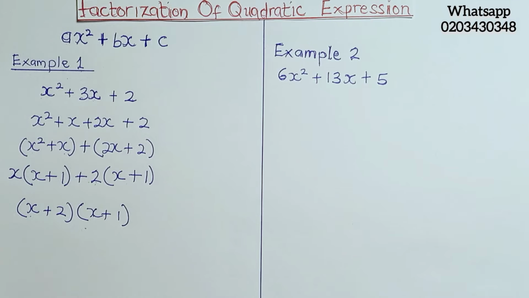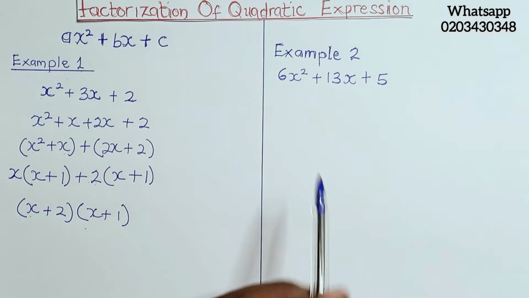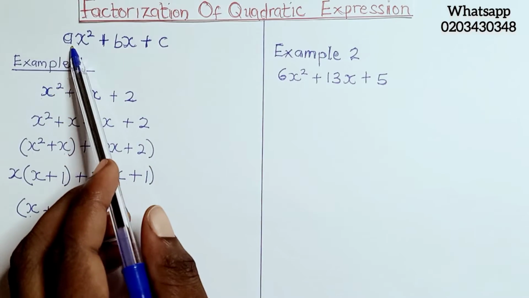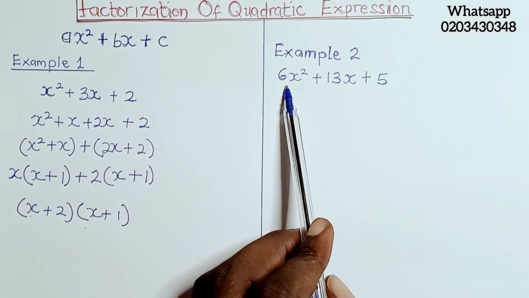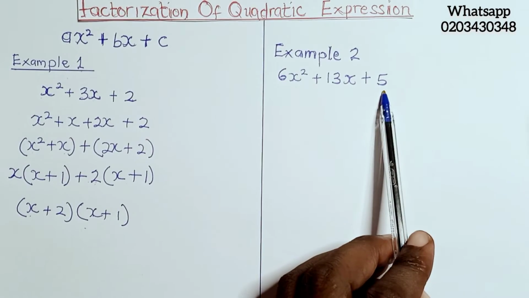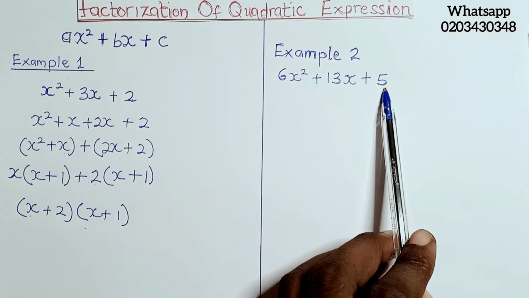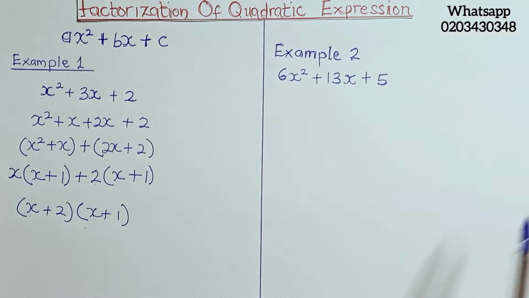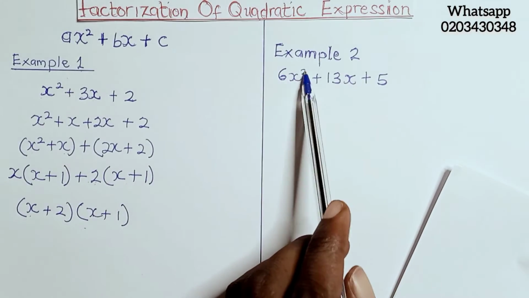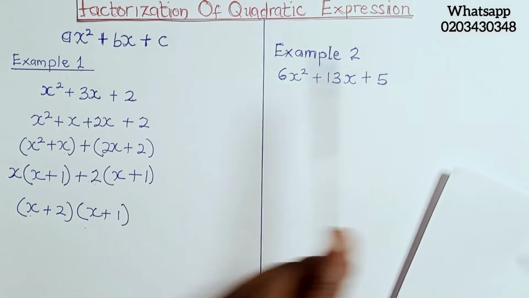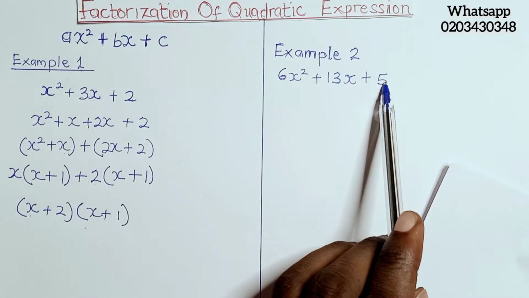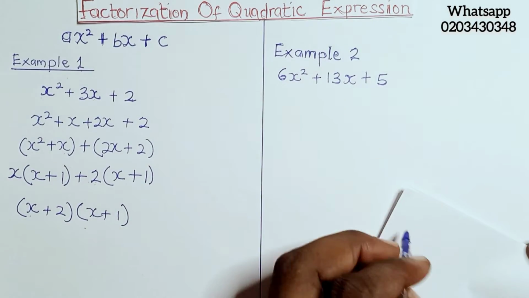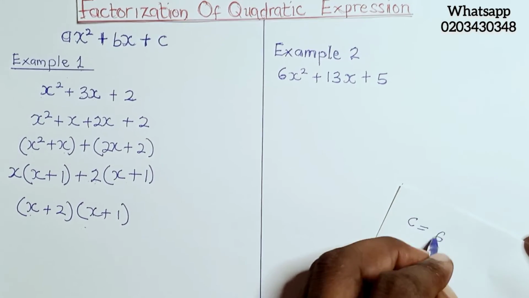So let's move to example 2. In this case, the coefficient of s squared, which is a, is 6. So before you find the factors of 5, you first have to multiply the coefficient of s squared, the a, with the c, before you find the factors of the c.